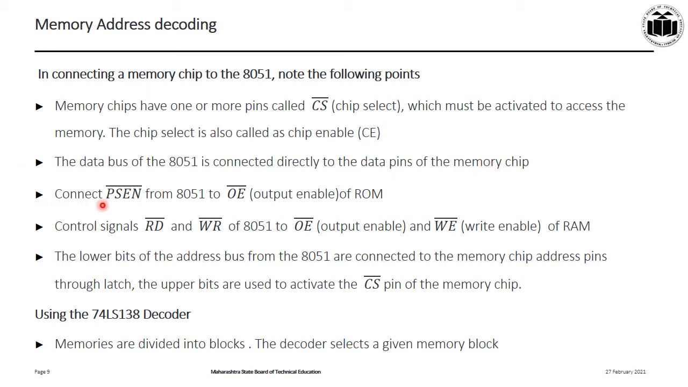PSEN bar from 8051 is connected to OE bar, that is output enable, of external ROM. For external RAM, RD bar and WR bar of 8051 are connected to OE bar and WE bar, that is write enable. The lower bits of address from 8051 are connected to memory chip address pins through a latch. The upper bits are used to activate the CS bar pin of the memory.